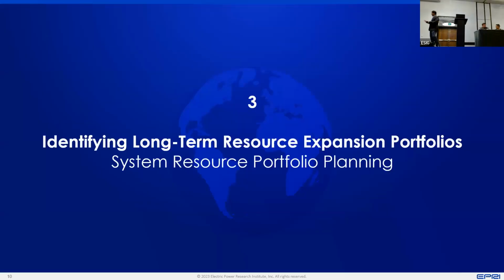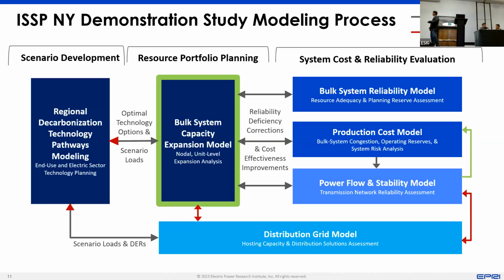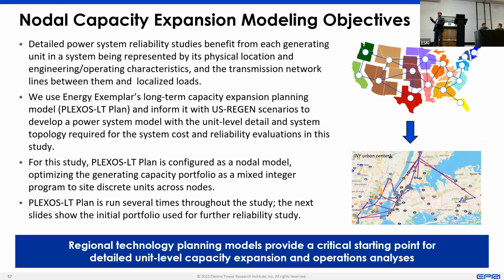Next, we took that scenario and got into the capacity expansion, which is the middle block I'm showing here. So the capacity expansion was done at the nodal level. So one of the linkages that we worked on is to start with this high level zonal representation. And again, we focused only on New York, but for the state of New York, take that information at the nodal level to place the generators within the New York footprint.